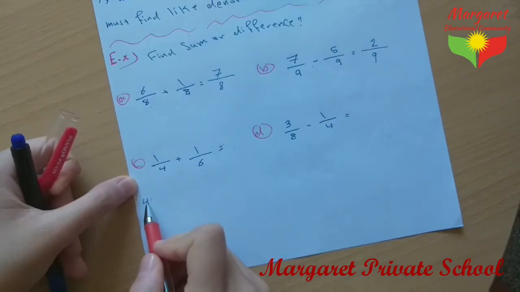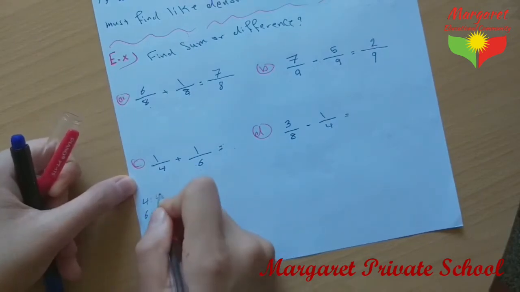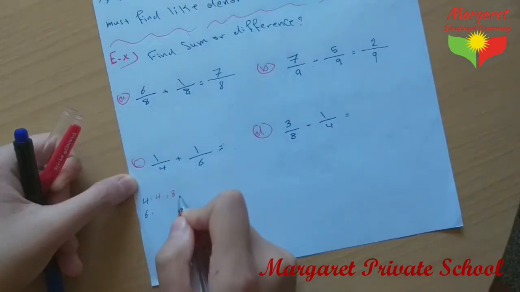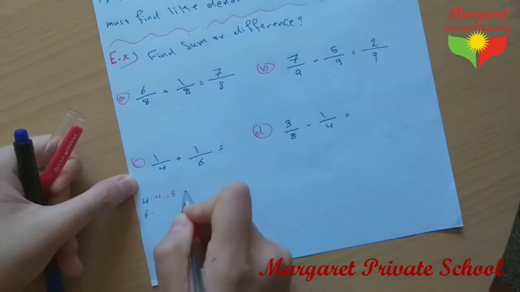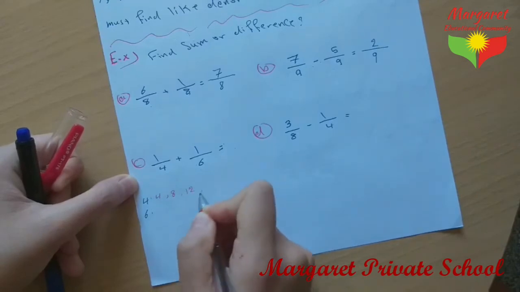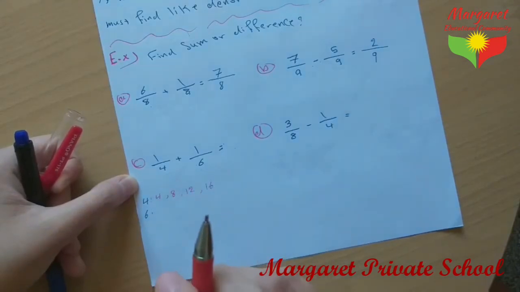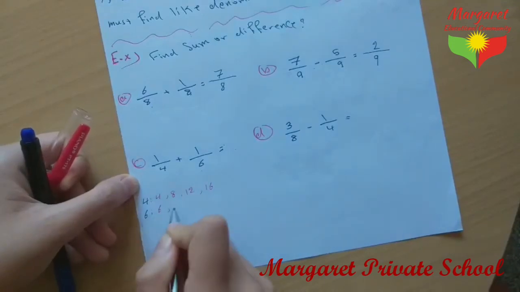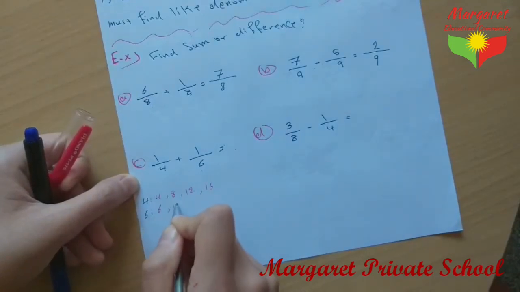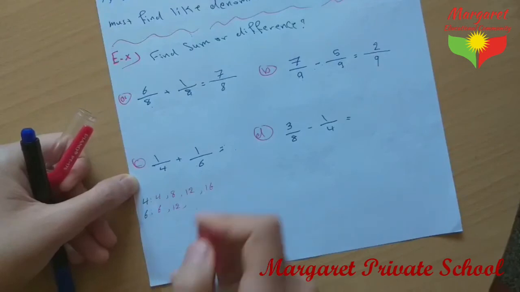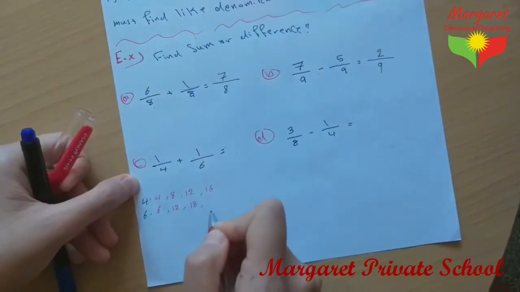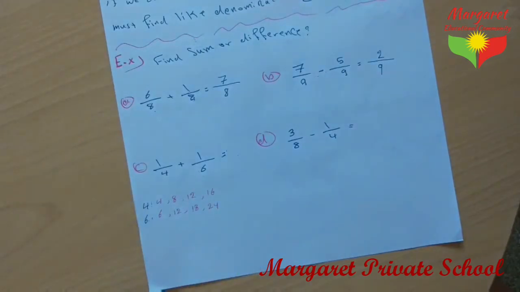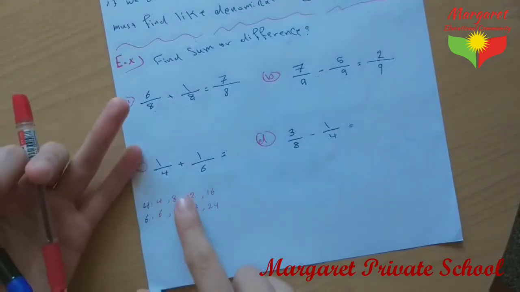4 times 1 equals 4, 4 times 2 equals 8, 4 times 3 equals 12, 4 times 4 equals 16. 6 times 1 equals 6, 6 times 2 equals 12, 6 times 3 equals 18, 6 times 4 equals 24.